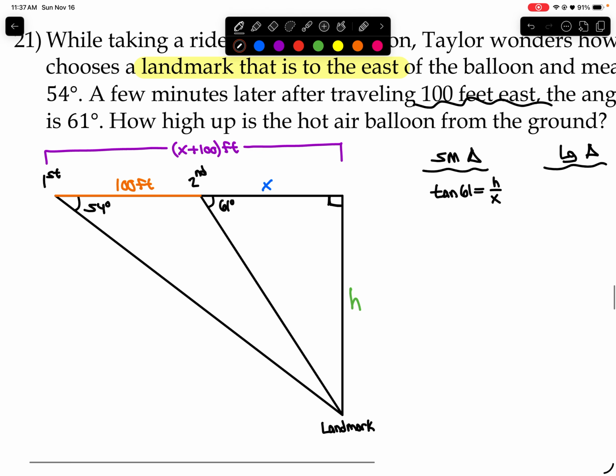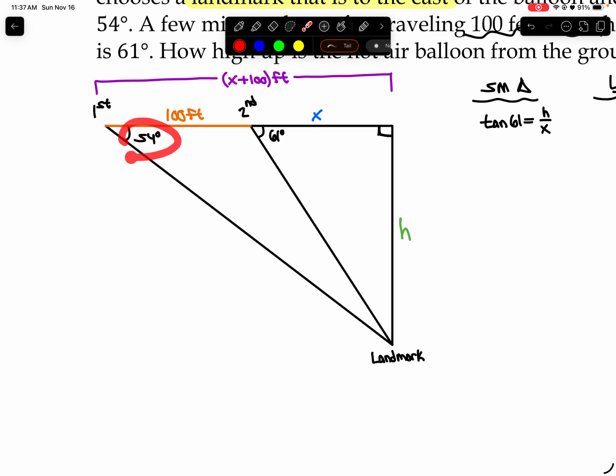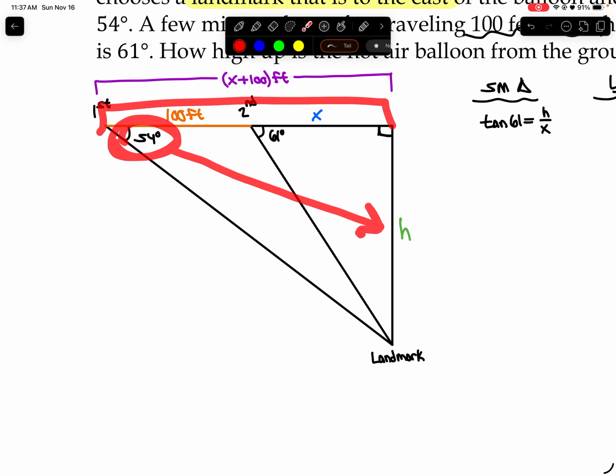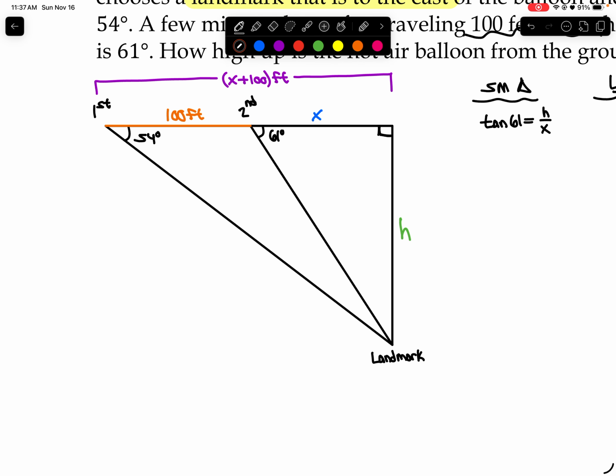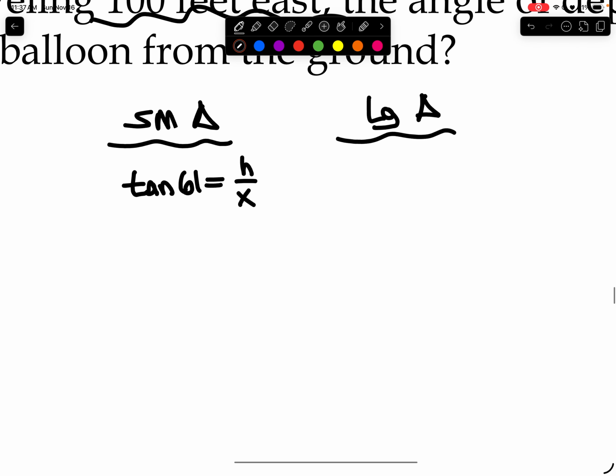So the larger triangle, once again, we're going to be using 54 degrees. So opposite of 54 is going to be h over the adjacent, which is the full length, which is going to be x plus 100. So tangent 54 is going to equal the opposite, which is my h value, over the adjacent, which we know is x plus 100.